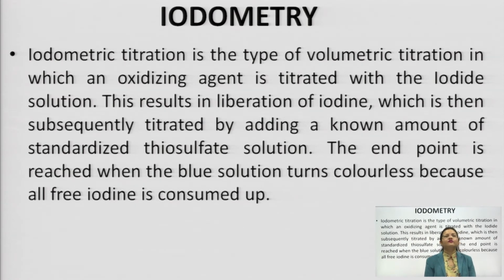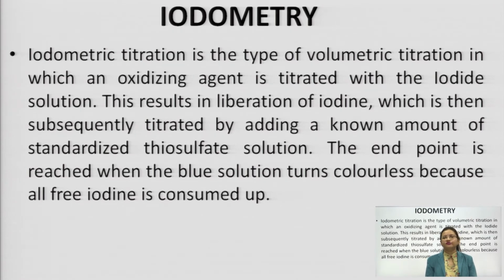Iodometric titration is a type of volumetric titration in which an oxidizing agent is titrated with the iodide solution. Oxidizing agent means analyte, the analyte which is to be determined stoichiometrically. This results in liberation of iodine, which is then subsequently titrated by adding a known amount of standardized thiosulfate solution. It is a two-step process, and this process releases iodine, which is again titrated with the standard thiosulfate solution.